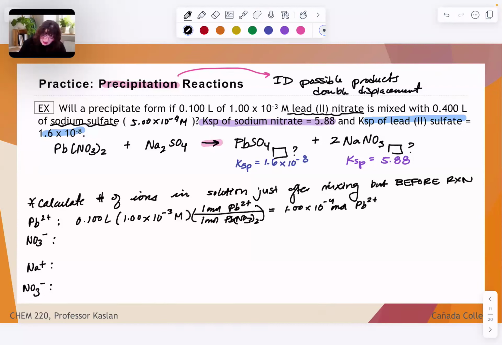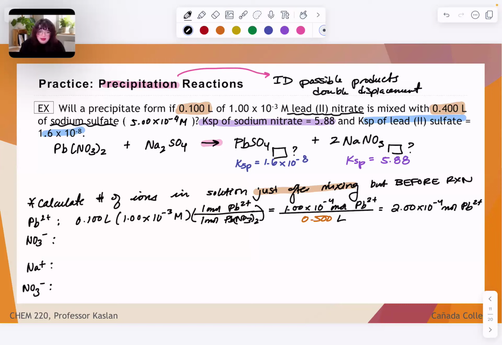And I need the concentration just after mixing. So I cannot use this same volume. I need to consider the volume after mixing. So this is going to be equal to my 0.1 liters plus my 0.4 liters, so this is over 0.5 liters. So I'm dividing by 1/2, which is the same thing as doubling. This becomes 2.00 times 10 to the negative 4 molar lead 2 plus.